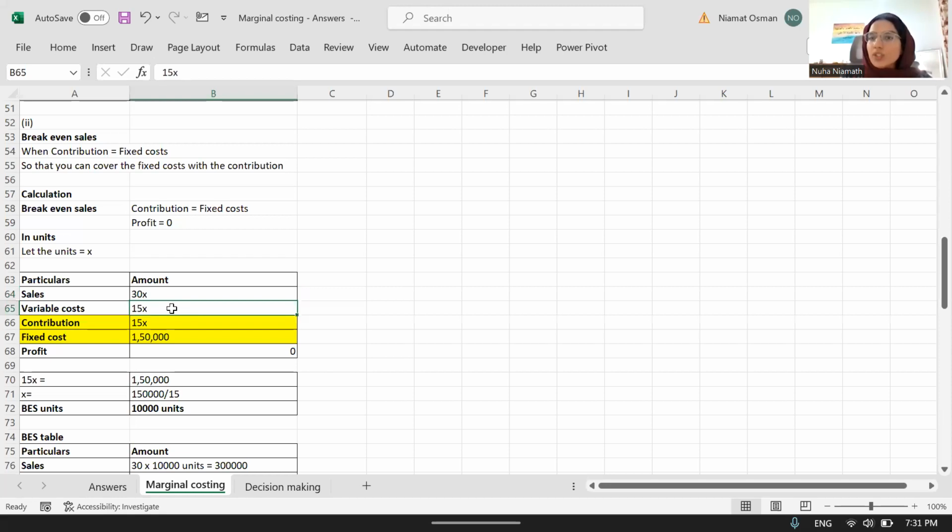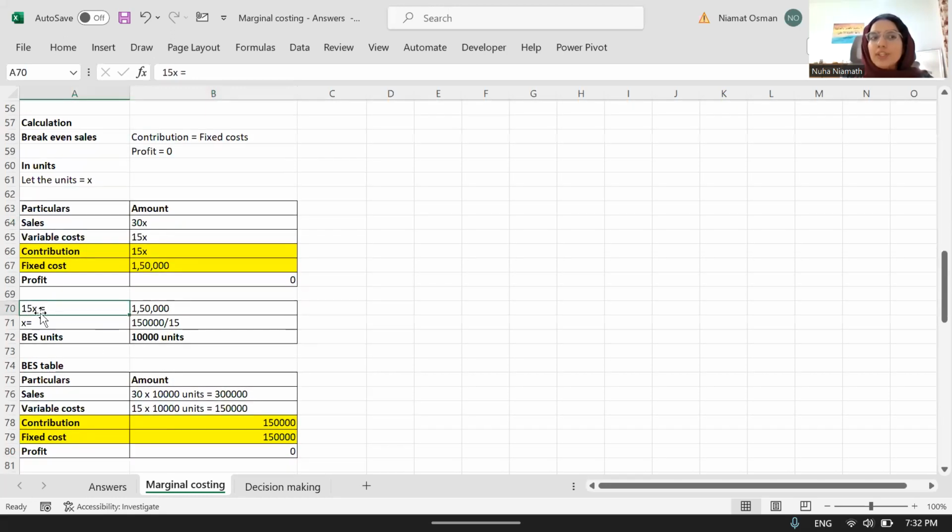X is the units we need to find. That will become 15X. What will be our contribution here? 30X minus 15X, which will be 15X. Correct? Now, fixed cost we know is 1,50,000. And when we say break even, profit will be equal to 0. So now if we bring it into a formula, we can see that 15X, that is our contribution, should be equal to our fixed cost. So what is X? 1,50,000 by 15. That gives us a break-even units of 10,000 units.